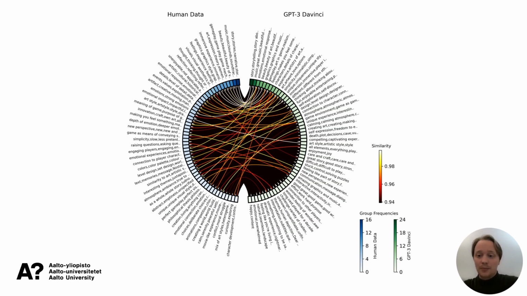And to the results. So this figure is a bit complicated, but let's go through step by step. On the left, there are the human data groups or code clusters, and on the right are the GPT-3 code clusters. And they are sorted from top, the most frequent, to bottom, the least frequent code groups. And the lines connect each human data code group to the most similar code group in the GPT-3 data.